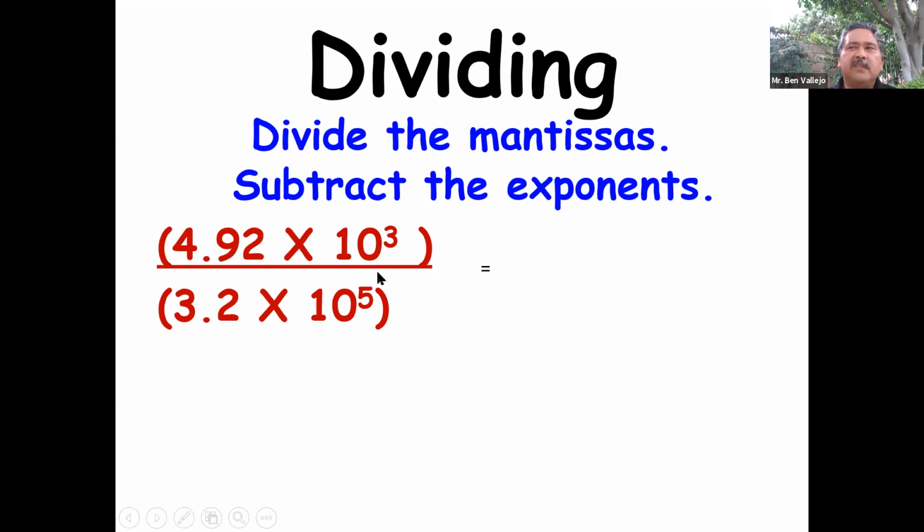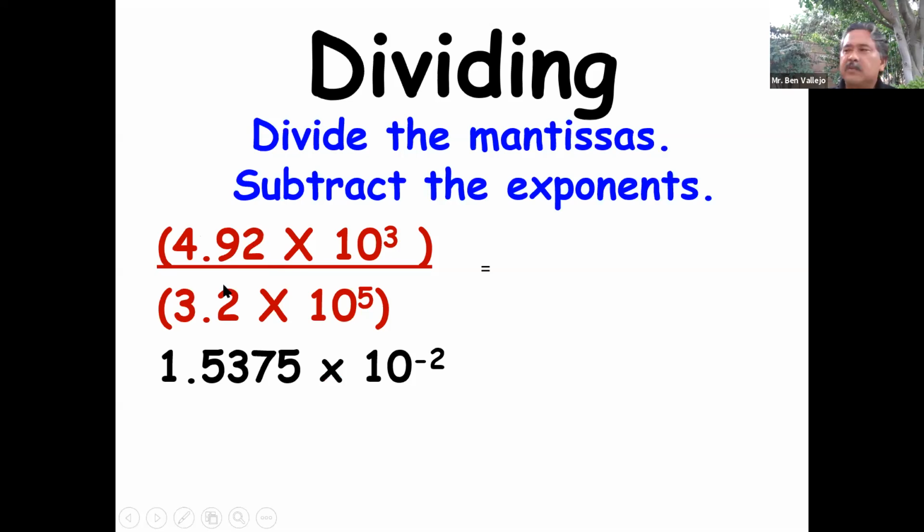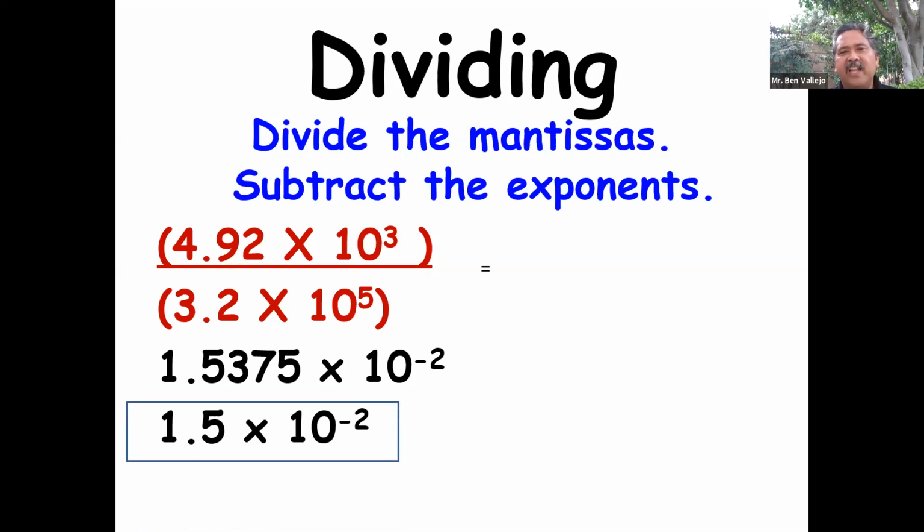3 minus 5 is going to be negative 2. And then this is going to be 5 divided by a little bit over 3, so is that 1 point something 5? When you do it on a calculator, 1.5375. And then I got 3 and a 5, and 3 minus 5 is negative 2. This one here has 3 sig figs, this one has 2 sig figs. So my answer is going to be 1.5 times 10 to the second. And you box your answer and you show your work.